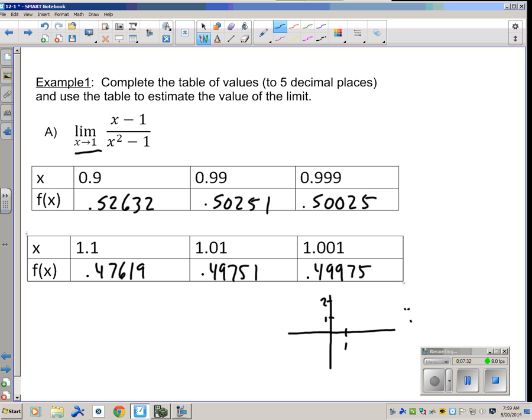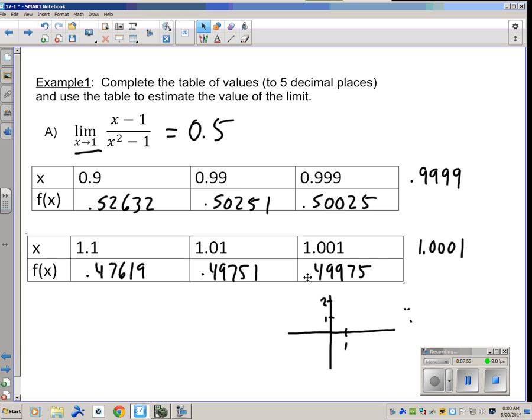And then if it didn't help, you could even go another one and try 4 of them, and maybe try another one here if you're not seeing it. But hopefully you're seeing this is getting closer and closer to 0.5, or 1/2. So that ends up being our limit there.